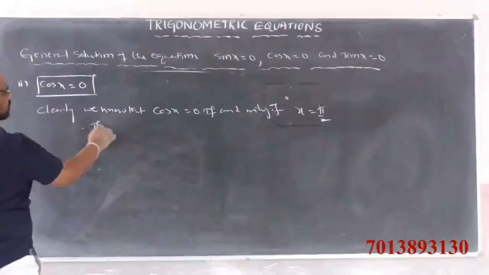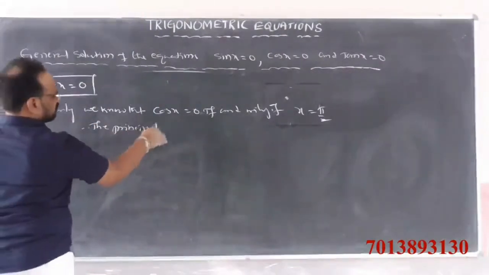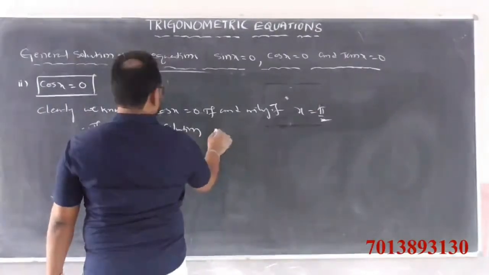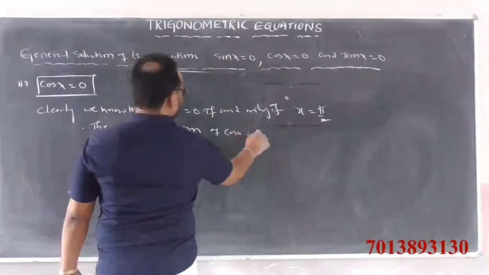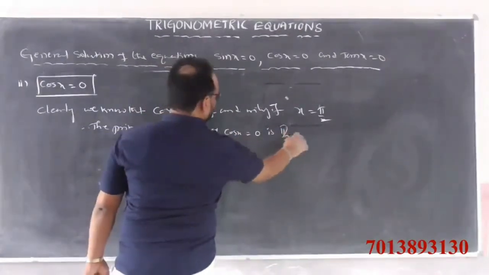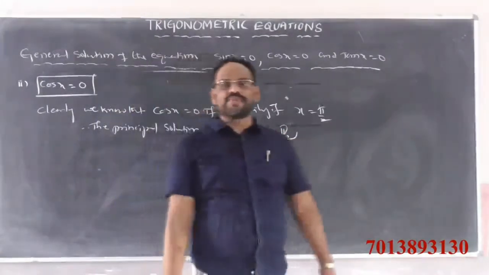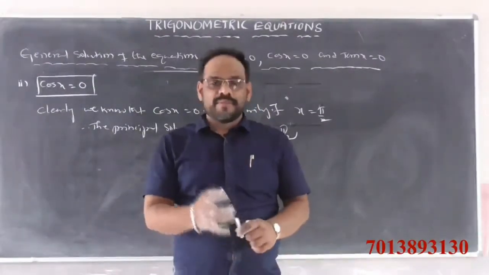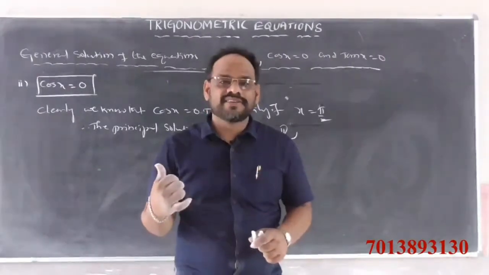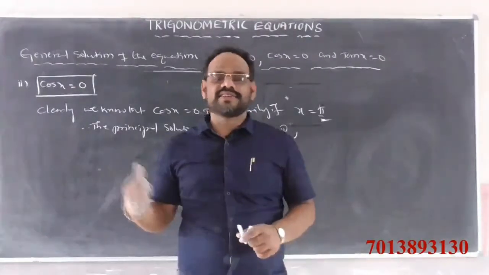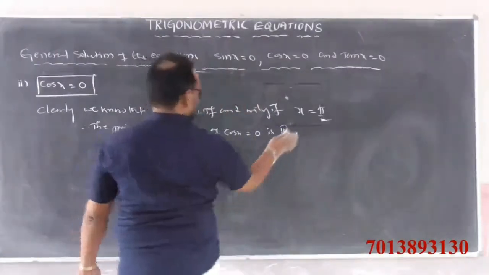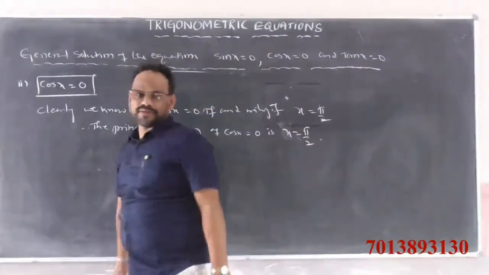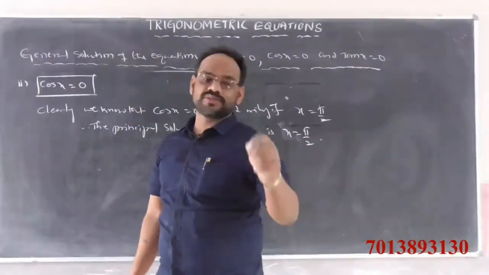Therefore the principal solution of cos x equals 0 is, what is the principal solution? The principal solution of cos x equals 0 is clearly pi by 2. That is, x is equal to how much? X is equal to pi by 2. Pi by 2 is the principal solution.